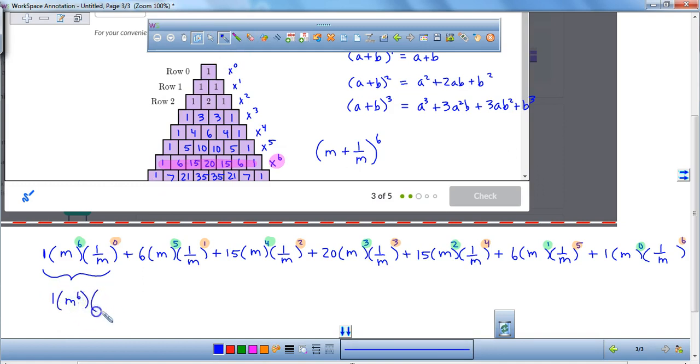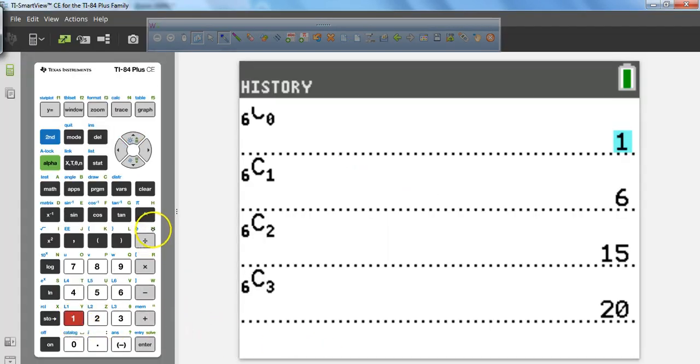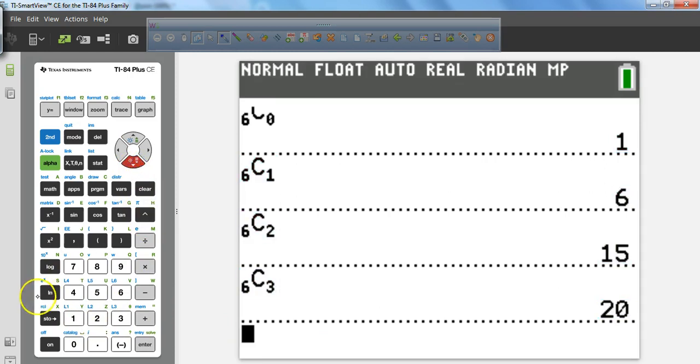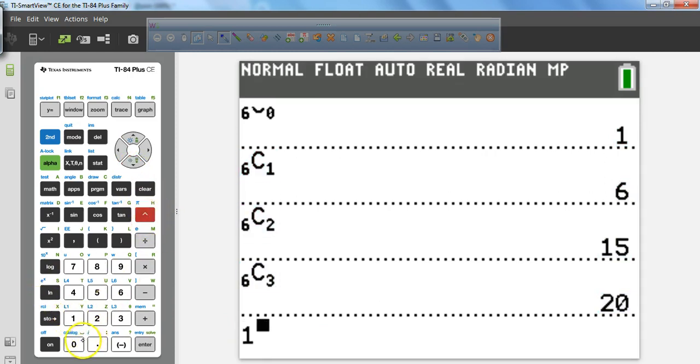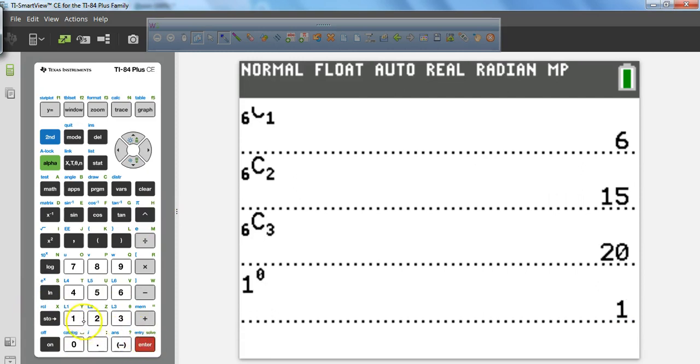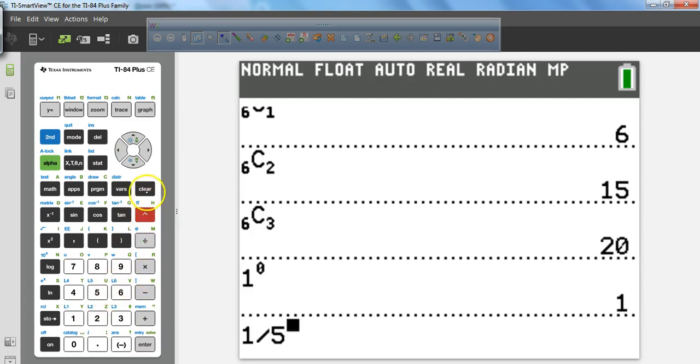m to the power of 6 times 1 over m to the power of 0. Now, anything to the power of 0 is just the number 1. So if I go over here and I say 1 to the power of 0, that is 1. If I say 1 divided by 5, and I raise that, oh, I got to do the whole thing.